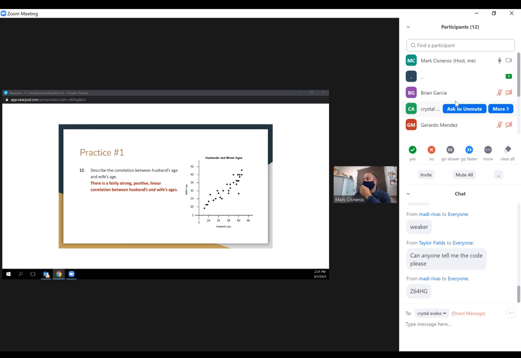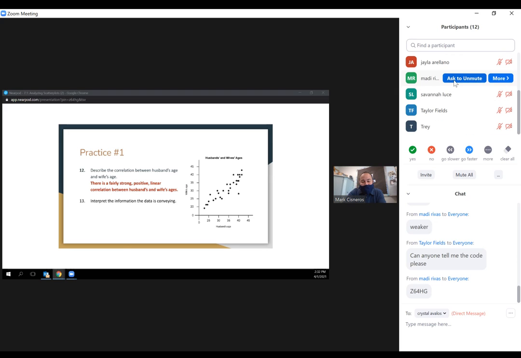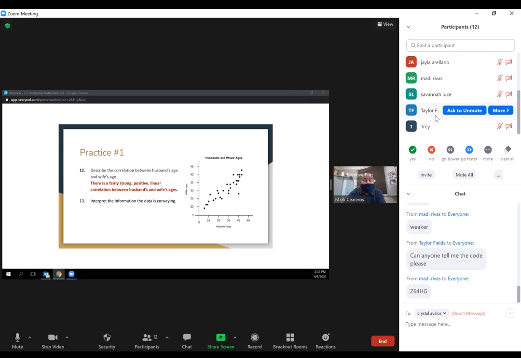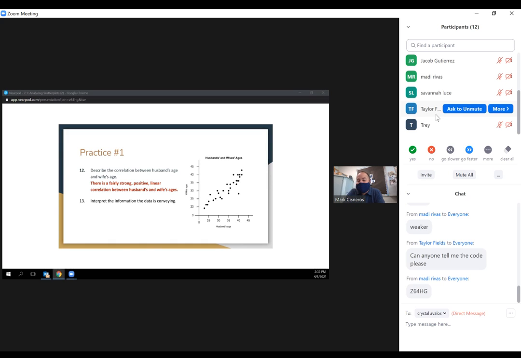Got it? Second part. Interpret the graph. What is this telling us? What are we actually learning from this graph? You're not writing the answer in here yet. You're just going to tell me what you think. Anybody at home? Gracie? Jayla? Taylor? Trey? What are we interpreting from the graph? What's a generalization we can make?